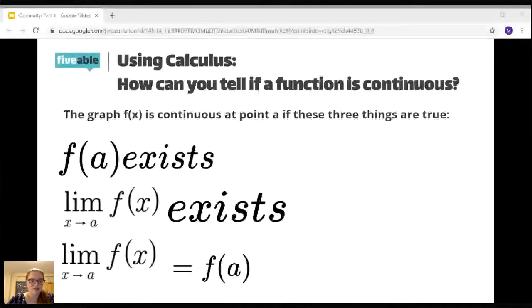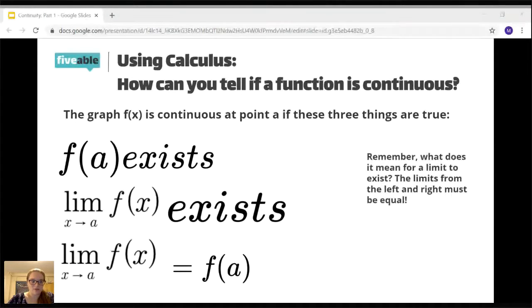So yeah, the limits from either side have to be equal. So we have to make sure that the limits from the left and from the right both equal the same thing. If they don't equal the same thing, then the limit can't exist. Okay, so lastly, the limiting value we get, if it exists, must be equal to that f(a) value, the value we get when we plug a into our function.